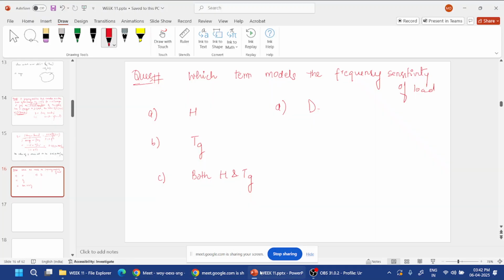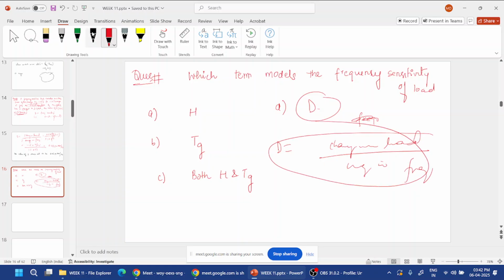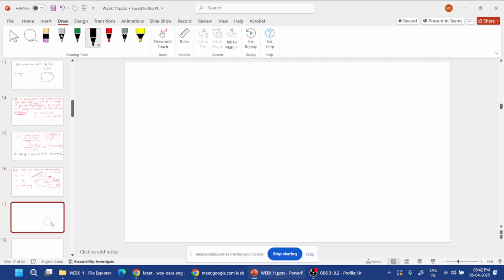See, I just told you. What is D? It is the change in load divided by change in frequency. So D is the answer.